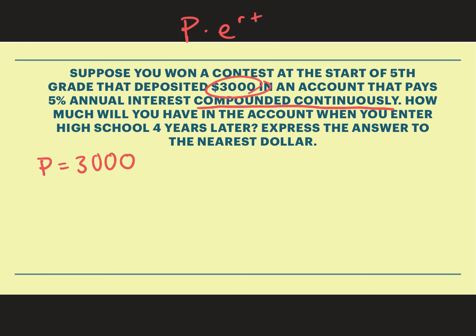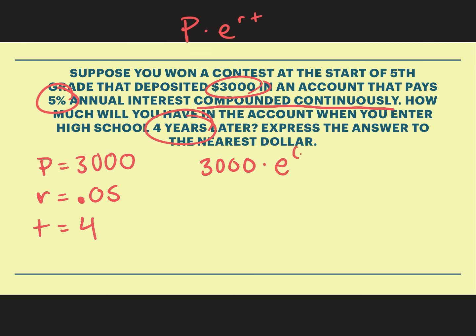E is just a button in the calculator, so it's not going to be anything. We just click that button. That's it. What's R? Our rate. So 0.05. And then what's T? 4 years. So we plug everything in. So 3,000 times E to the power of 0.05 times 4.